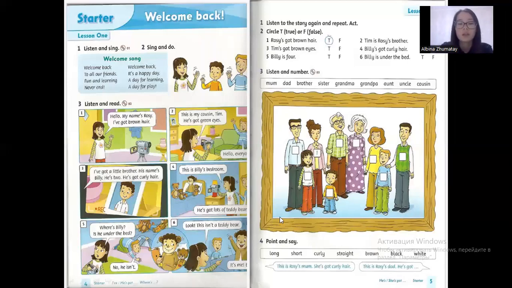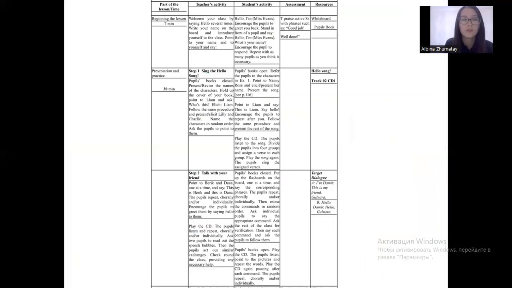But the fourth exercise is directly connected with speaking, because by looking at this picture, they can speak and describe the appearance of these people. For example, mom is the first one, and she has got curly hair. The brother, for example, is this one, and he has blonde hair, and so on. So I gave you just an example of a lesson plan.